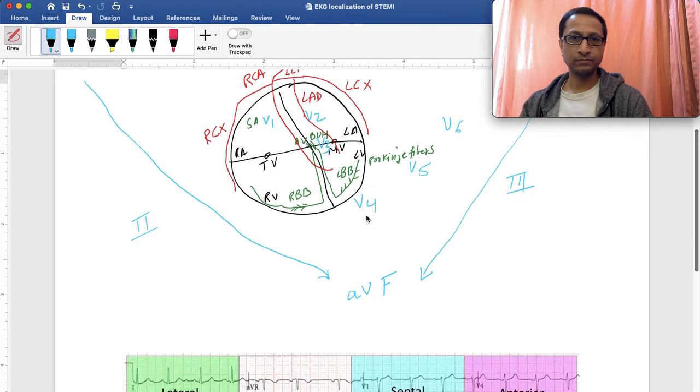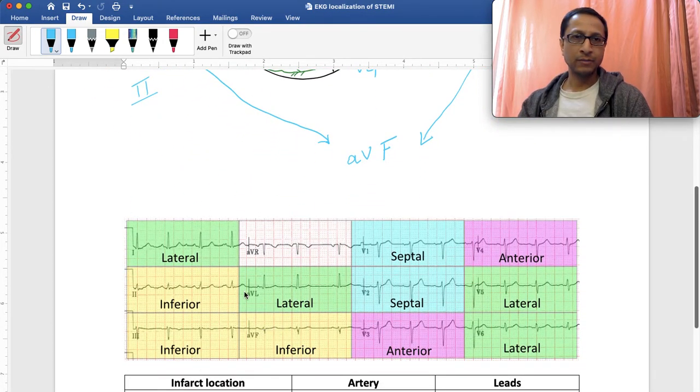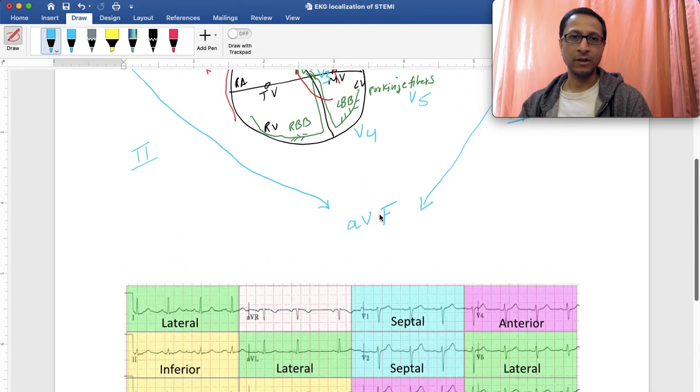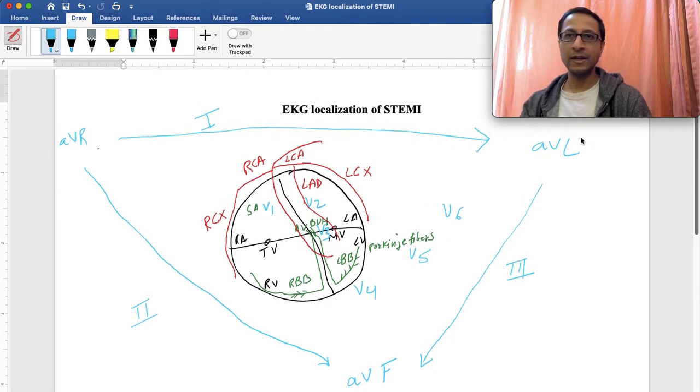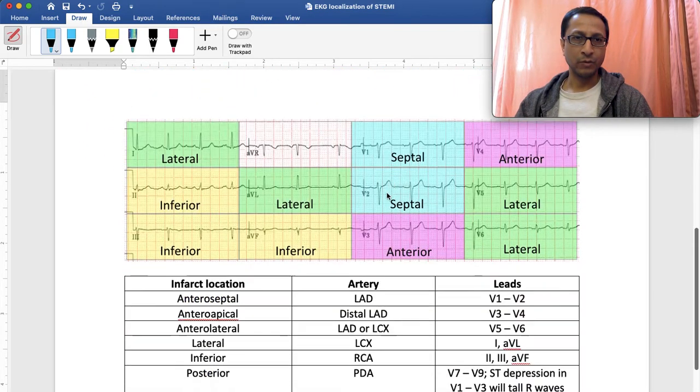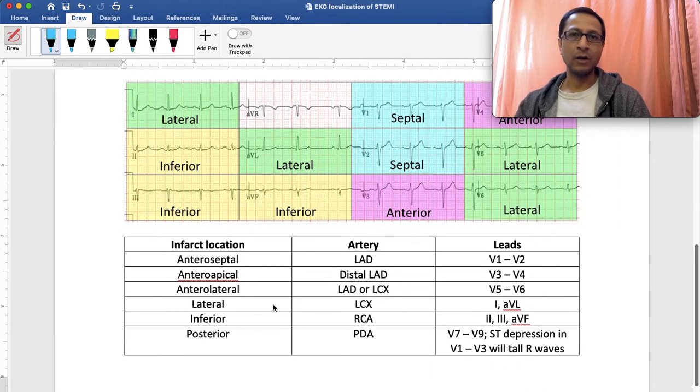Now, let's take a look at another diagram. This one right here, taking a look at the lateral leads. Lateral leads are green: 1, AVL, V5, and V6. Make a note that 1 is right over here, AVL is right over here, and V5, V6 are over here. Imagine there are cameras from AVL, lead 1, and V5, V6 looking towards the heart. Those areas are all looking at the left circumflex artery. So when they say lateral infarct location, the left circumflex artery is affected, and we can find that in 1 and AVL.